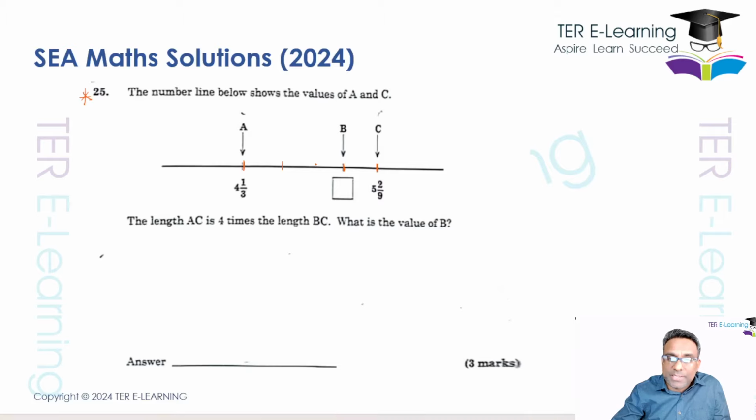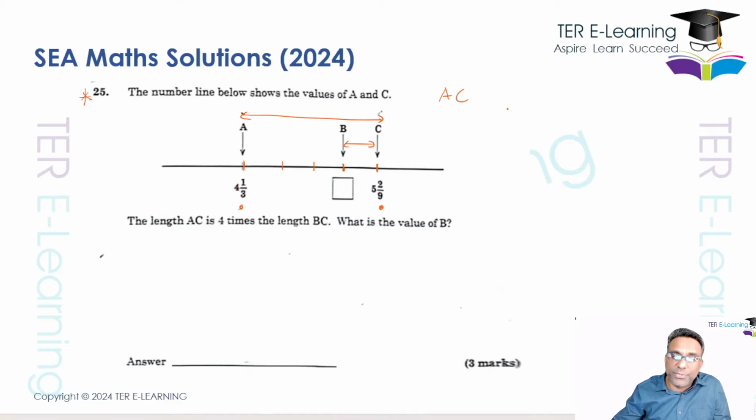So that means you're dividing up that space AC into 4 equal parts, right? Because this here, right, is one length, right? And this here, they're telling us that this here is 4 times BC. So the first thing I would do, I'd figure out what is the length AC. So to get the length AC, what you're going to do, you're going to say, let's take 5 2/9 and subtract 4 1/2, right?